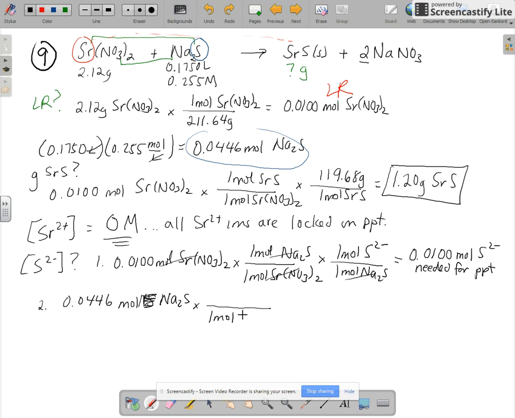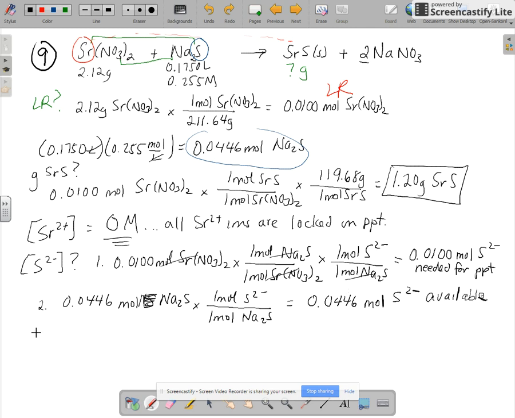But again, I don't care about sodium sulfide. I care about moles of sulfide. Now I know this seems like kind of a lame step, because in this problem, there's a lot of 1-to-1 ratios. But when you get one with a lot of 2-to-3 and 1-to-2 ratios, this step right here is going to be a huge game changer for you. So what do we label this? This is moles of sulfide ions available from the get-go.